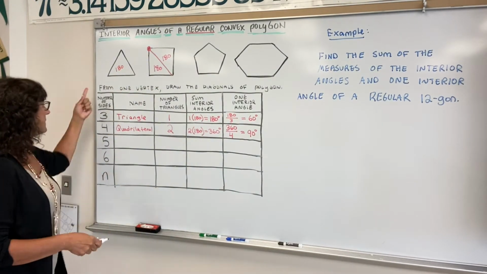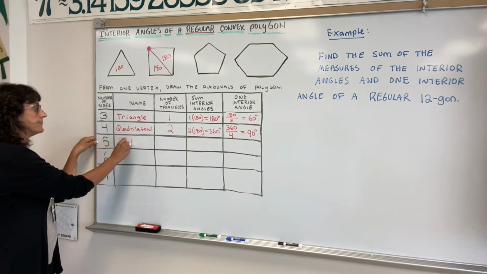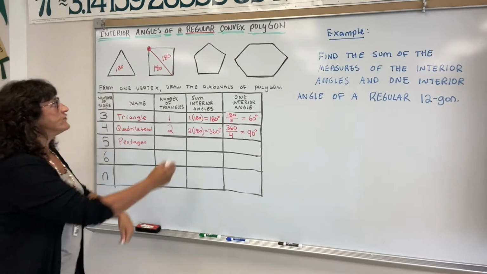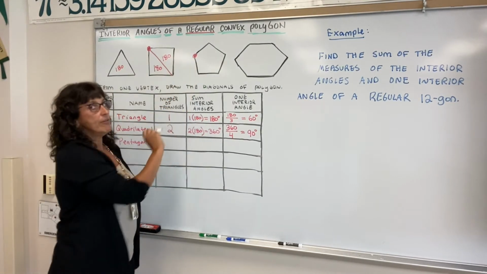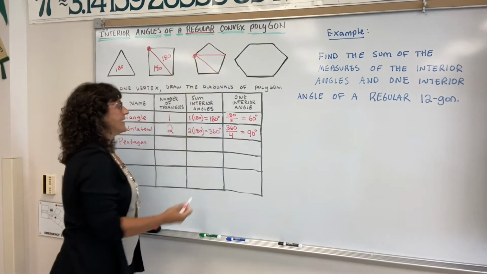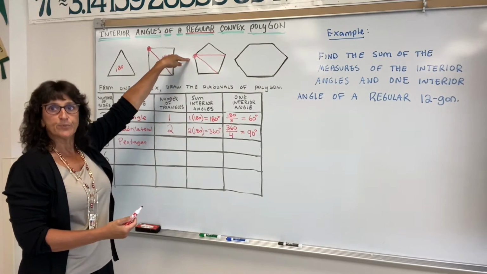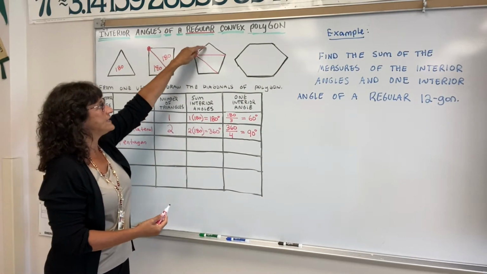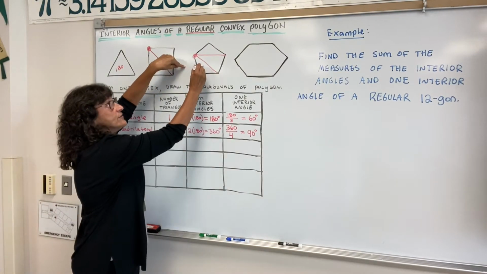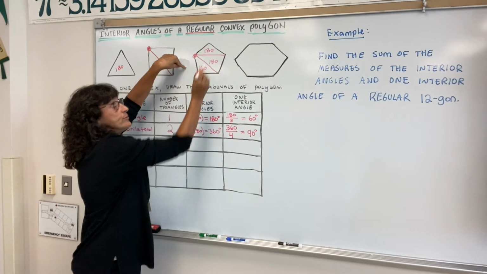Let's go on to a 5-sided polygon. A 5-sided polygon is called a pentagon. How many triangles? Well, from one vertex of our pentagon, let's draw all the diagonals that we can. We can draw a diagonal to here, a diagonal to here, okay? So when we drew all the diagonals from one vertex, it broke our pentagon into how many triangles? It broke it up into 3 triangles, each of these 3 triangles containing 180 degrees.